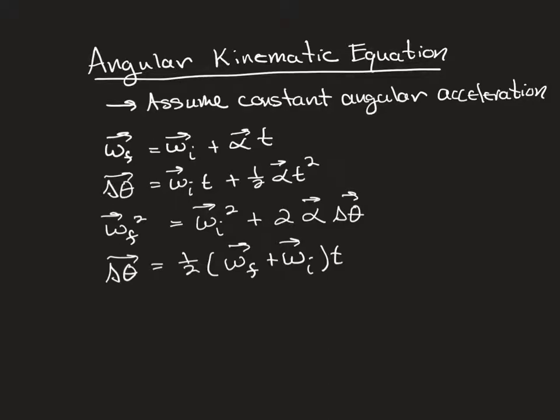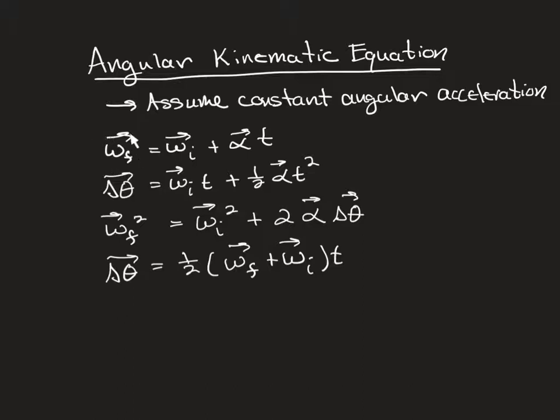Now we are going to go back to our kinematic equations, but now we are going to use the angular kinematic equations. Again, we have to assume in order to use these equations that the angular acceleration is constant. So the angular acceleration for these equations to be valid must be the same value the whole way through the motion. The relationships look exactly the same as they did for the linear motion.